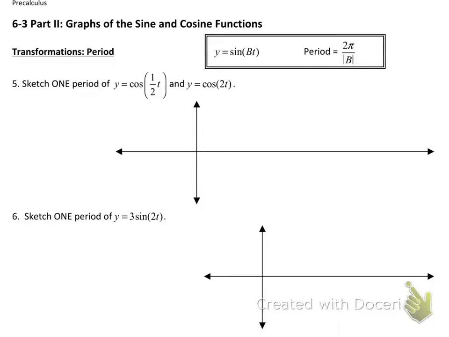The second part of 6.3 is going to look at the period transformations for the sine and cosine functions. So on one period, I want you to sketch the cosine of 1/2 t and cosine of 2t. So if we broke it down and said cosine of 1/2 t, it would look like this.